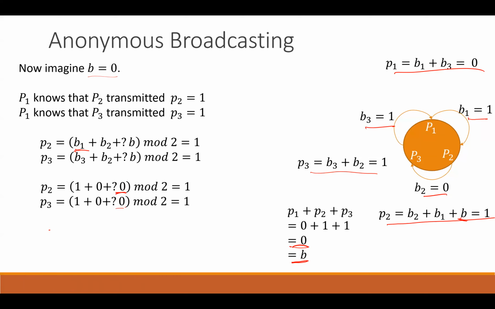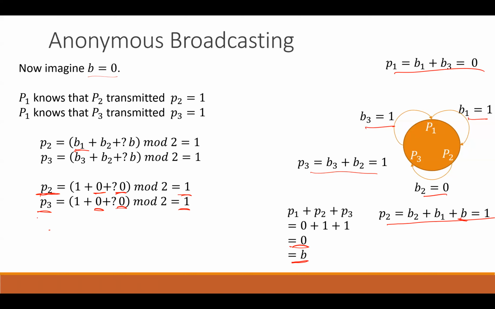So we can substitute that in there. So that means B2 must have been a 0 because both of these guys transmitted a 1. But that information doesn't help him. He still can't decide if person 2 or person 3 was transmitting, right? Because the B bit is still a 0. So yeah, that's basically the proof in a nutshell.